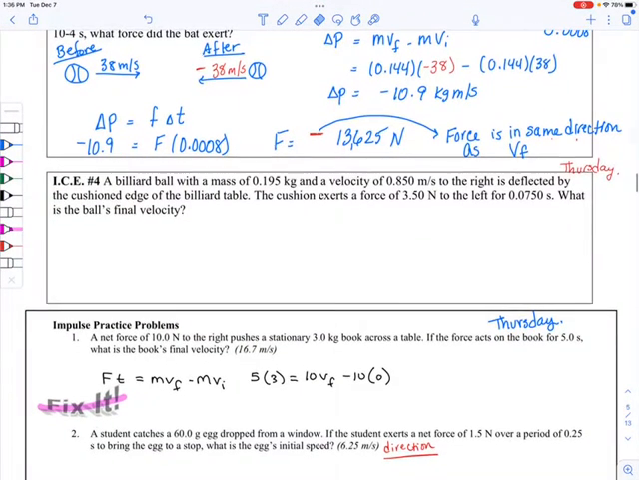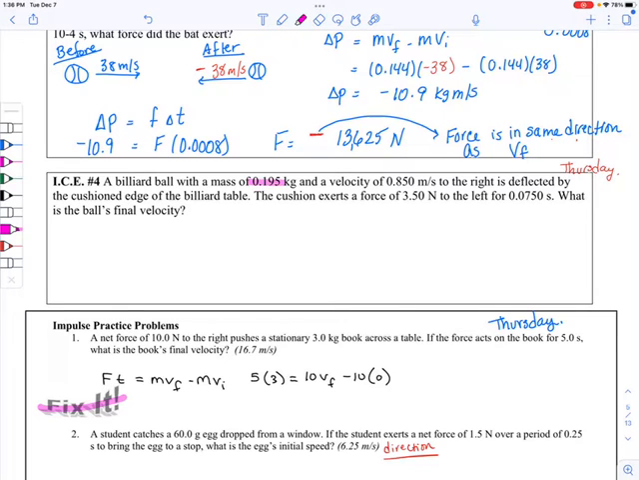Okay, first we are going to do in-class example number 4 to practice impulse. So this one reads, a billiard ball with a mass of 0.195 kilograms and a velocity of 0.85 meters per second to the right, so that should immediately tell you that this is positive, is deflected by the cushioned edge of the billiard table. The cushion exerts a force of 3.5 newtons to the left.